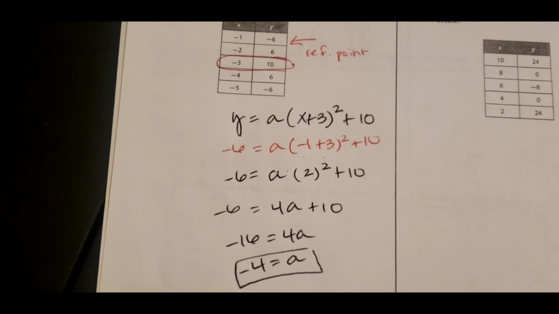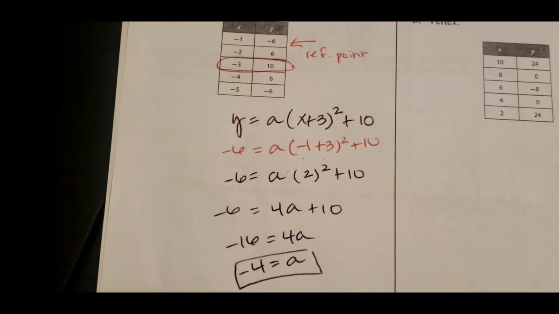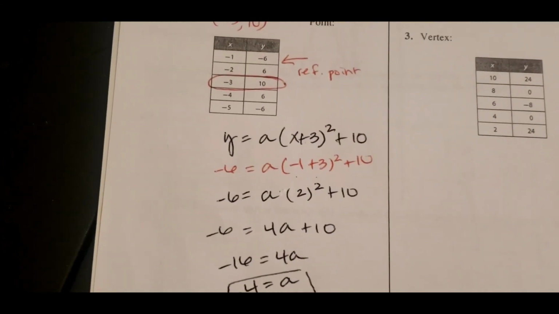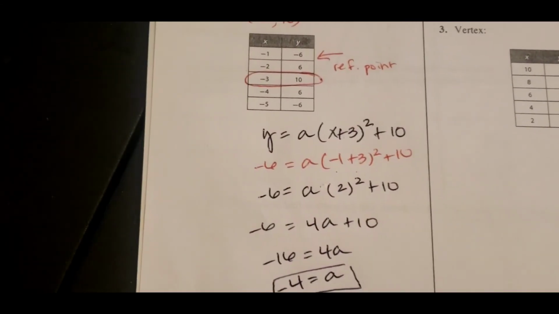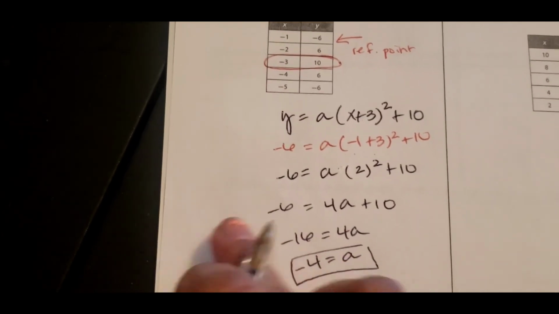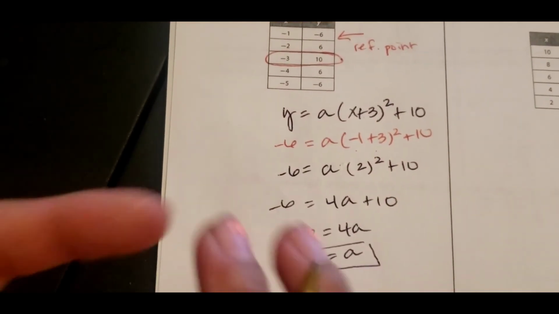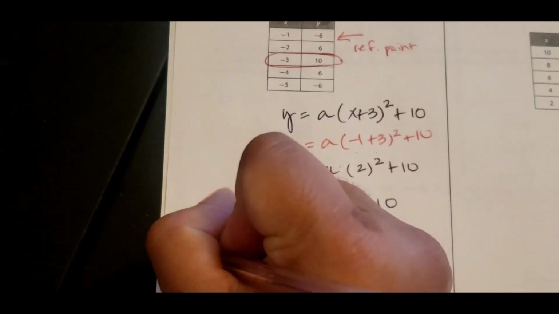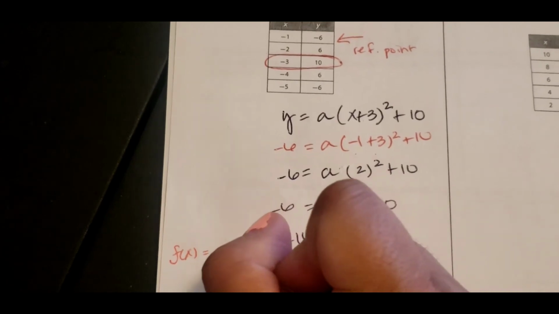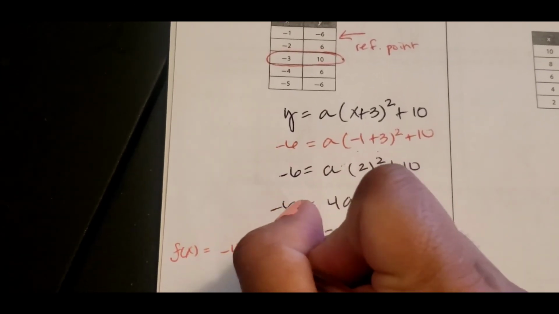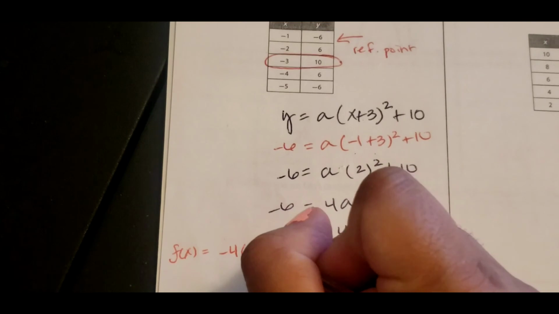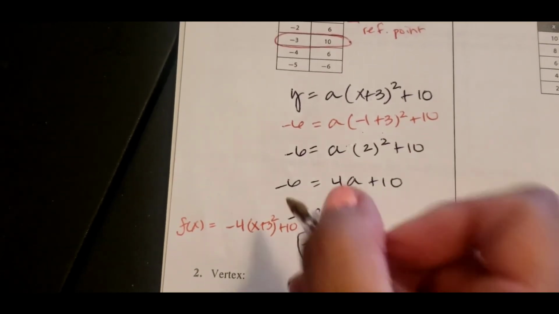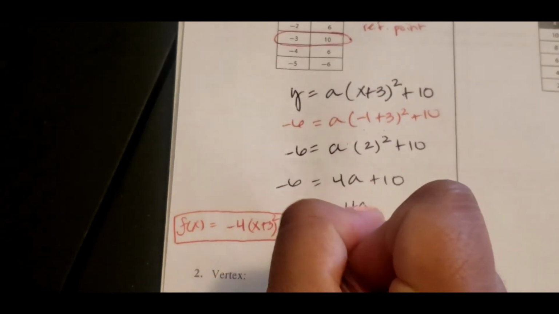Okay. And once I have my a, my h, and my k, then I have everything that I need to write my function. Okay. So just find space and write it somewhere. So I'll just do it right here on the side. So my function, again, you can use f of x, g of x, y, whatever you want. Okay, so I'm going to just stick to f of x. f of x equals -4 times the quantity of x plus 3 squared plus 10. Okay, and then just box it because that's your final answer.